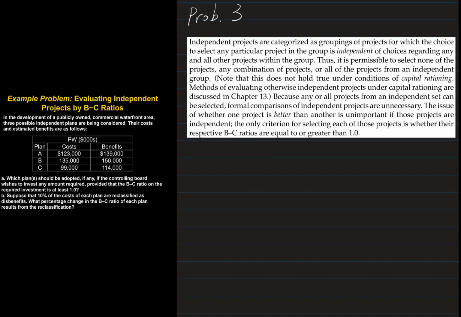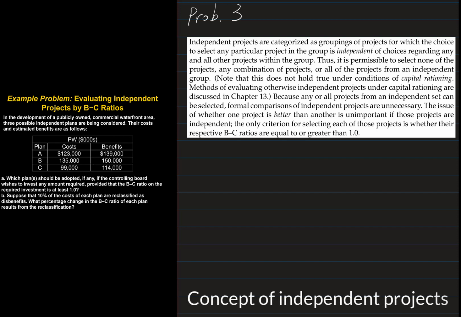Here's an example of using benefit cost analysis to evaluate independent projects. Just a recap for the independent projects. This is a paragraph I got from your textbook. When the problems are dealing with independent projects using the benefit cost analysis, as long as you get a ratio greater than 1, you can say that this project is acceptable, and this doesn't compare the superiority of alternative projects.